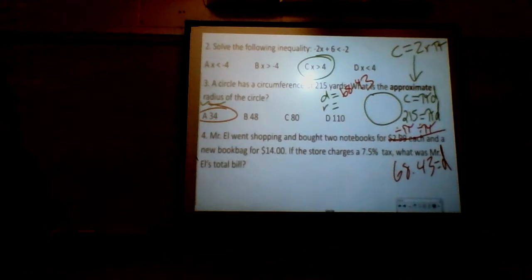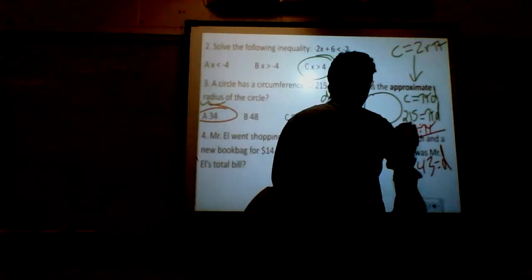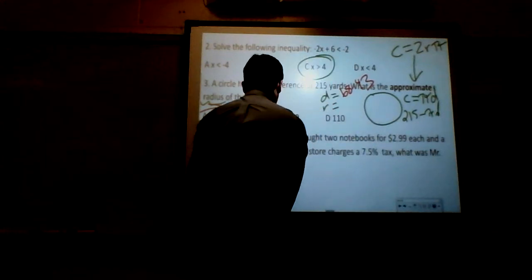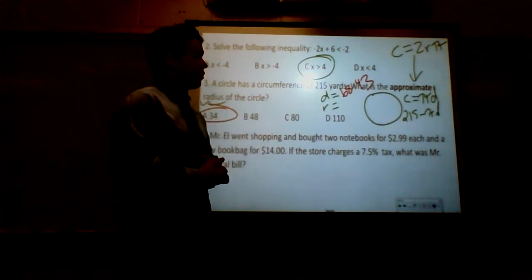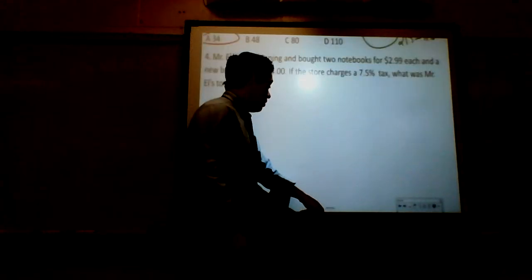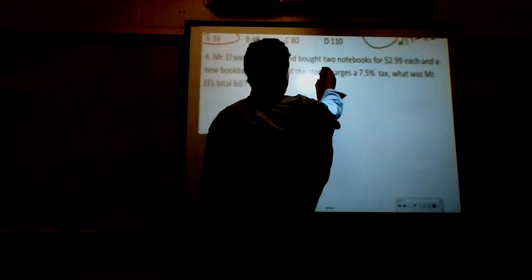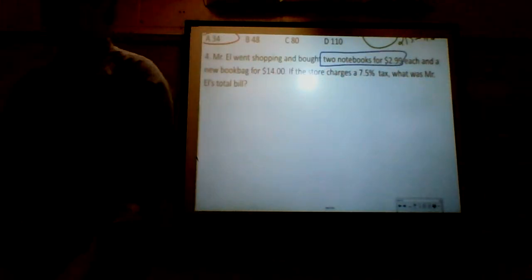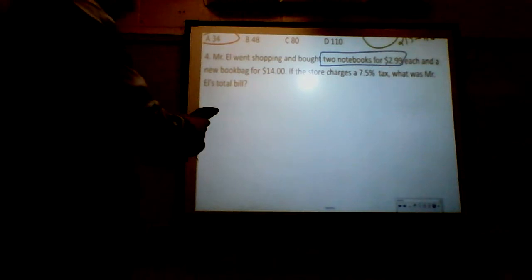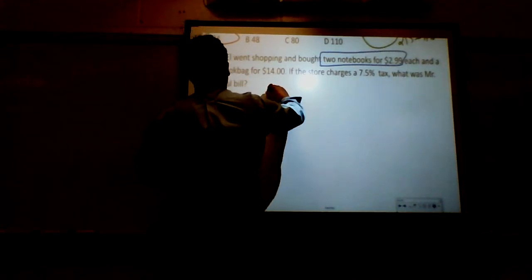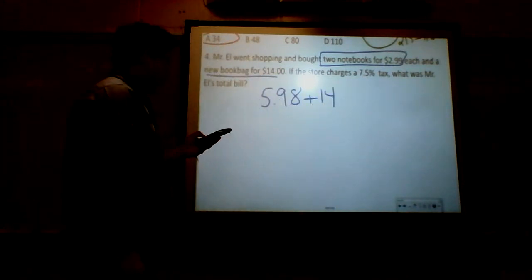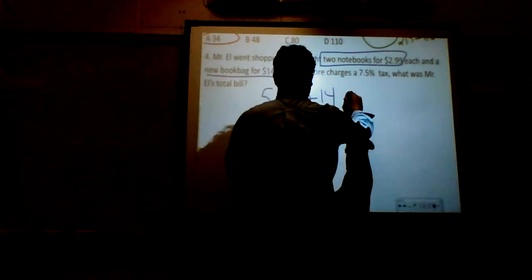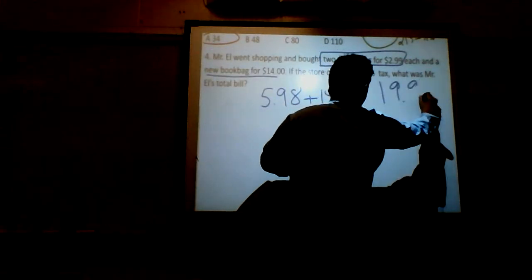Number 4. Mr. L went shopping and bought 2 notebooks for $2.99 each and a new book bag for $14. The store charges a 7.5% tax. What was his total bill? Some of you guys probably got tricked on this because you didn't read carefully. Well, when Mr. L went shopping, he bought 2 notebooks for $2.99 each. So, on notebooks, he spent $5.98. He also bought a new book bag for $14. So altogether, Mr. L spent $19.98 at the store.